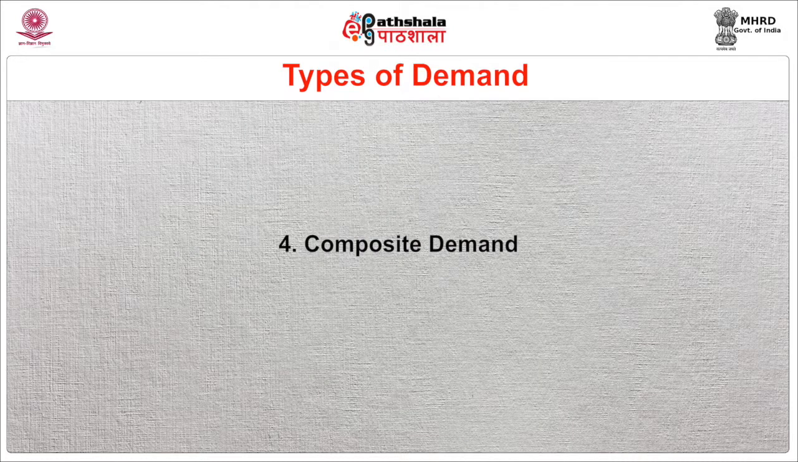4. Composite demand. As the name suggests, it refers to the demand for one commodity in order to satisfy 2 or more wants. For example, electricity. This satisfies the demand for factory, railways, agriculture, etc.